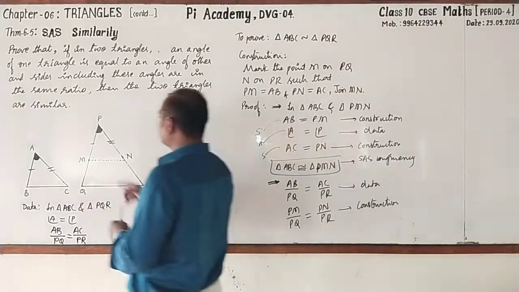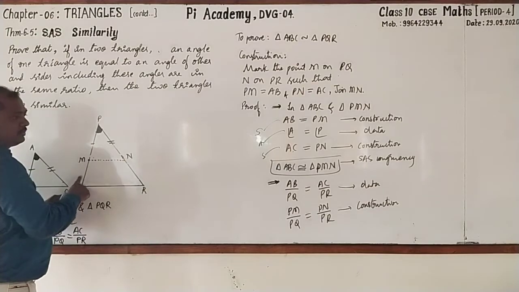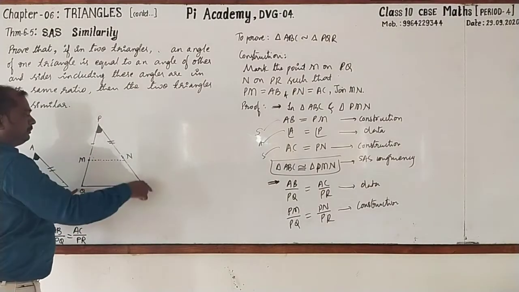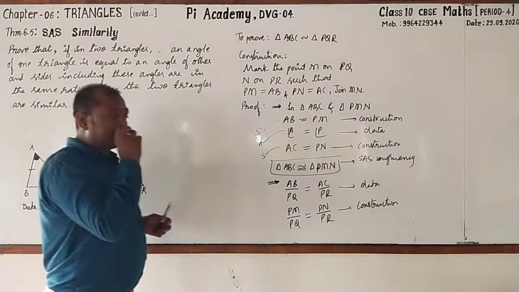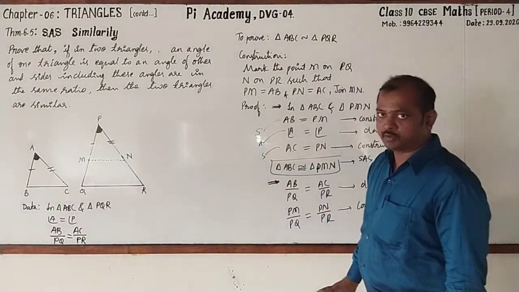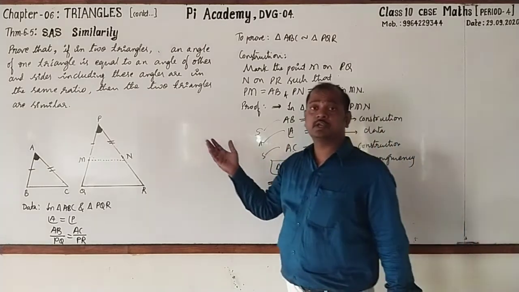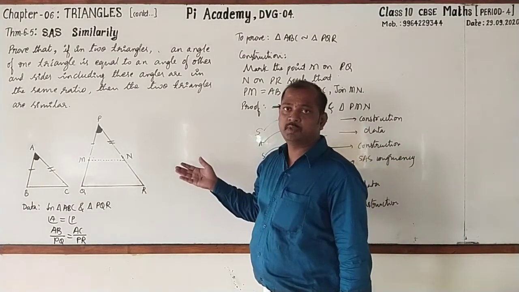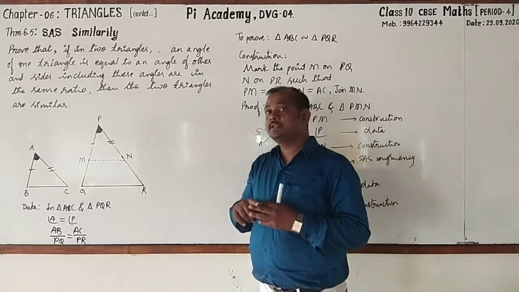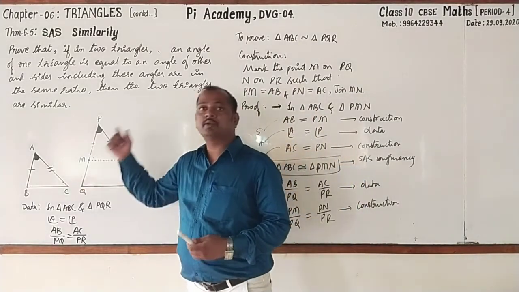Observe it. In triangle PQR, PM by PQ and PN by PR. What do you say? Then MN is parallel to QR. Followed? You can write directly the converse of the corollary of BPT. But as it has not been proved, let's go for using the converse of BPT.